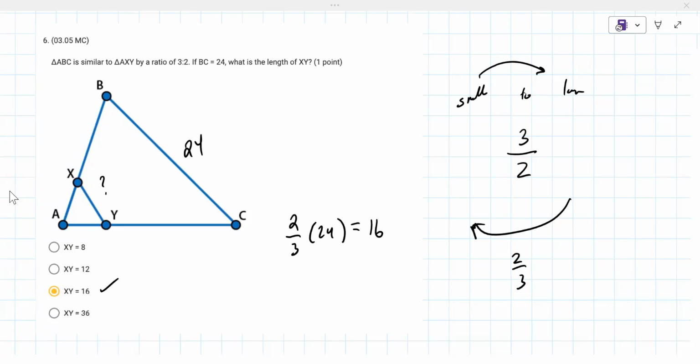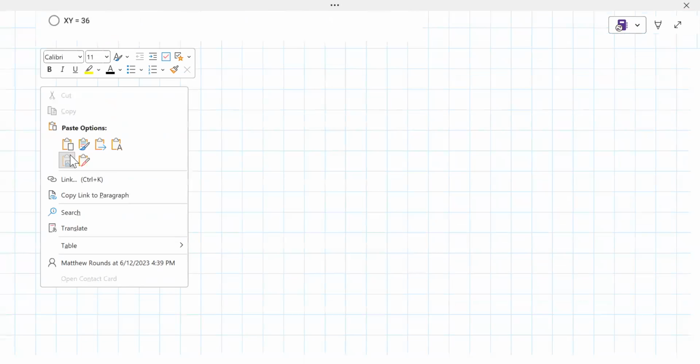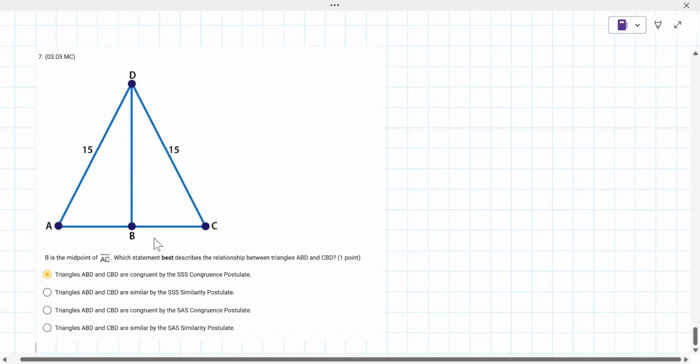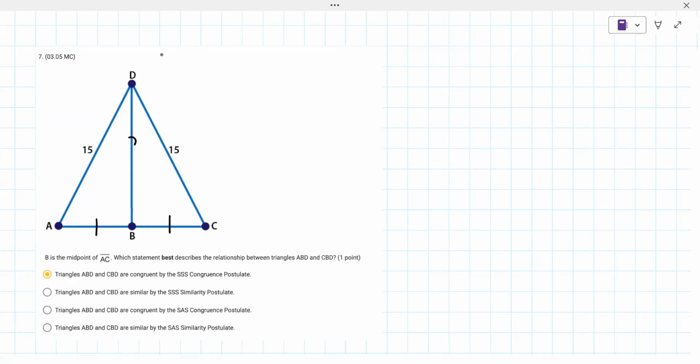All right, so more triangles. B is the midpoint of AC, which best describes the relationship between triangles ABD and CBD? Okay, since it's the midpoint, we know that those sides are congruent for sure. And this other side is reflexive, so it's congruent to itself, which means you've got an SSS thing going on because all 3 sides are congruent. So that means you're down to the first 2.